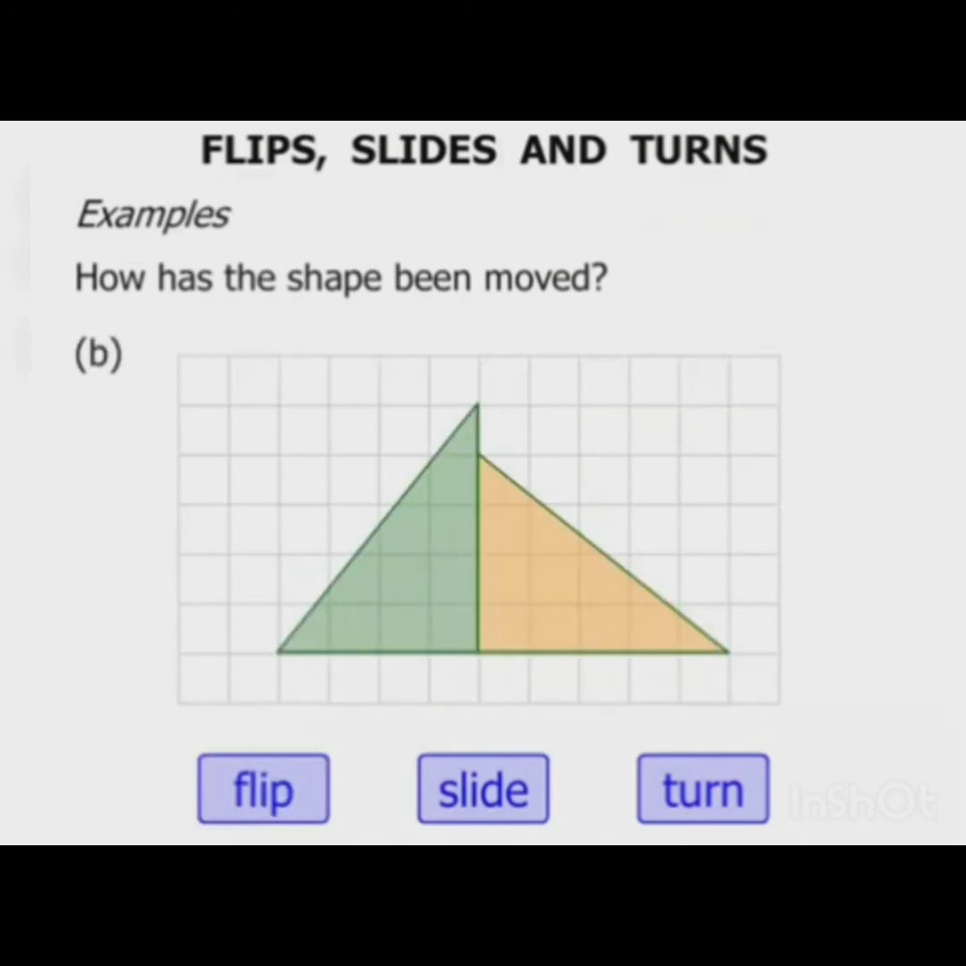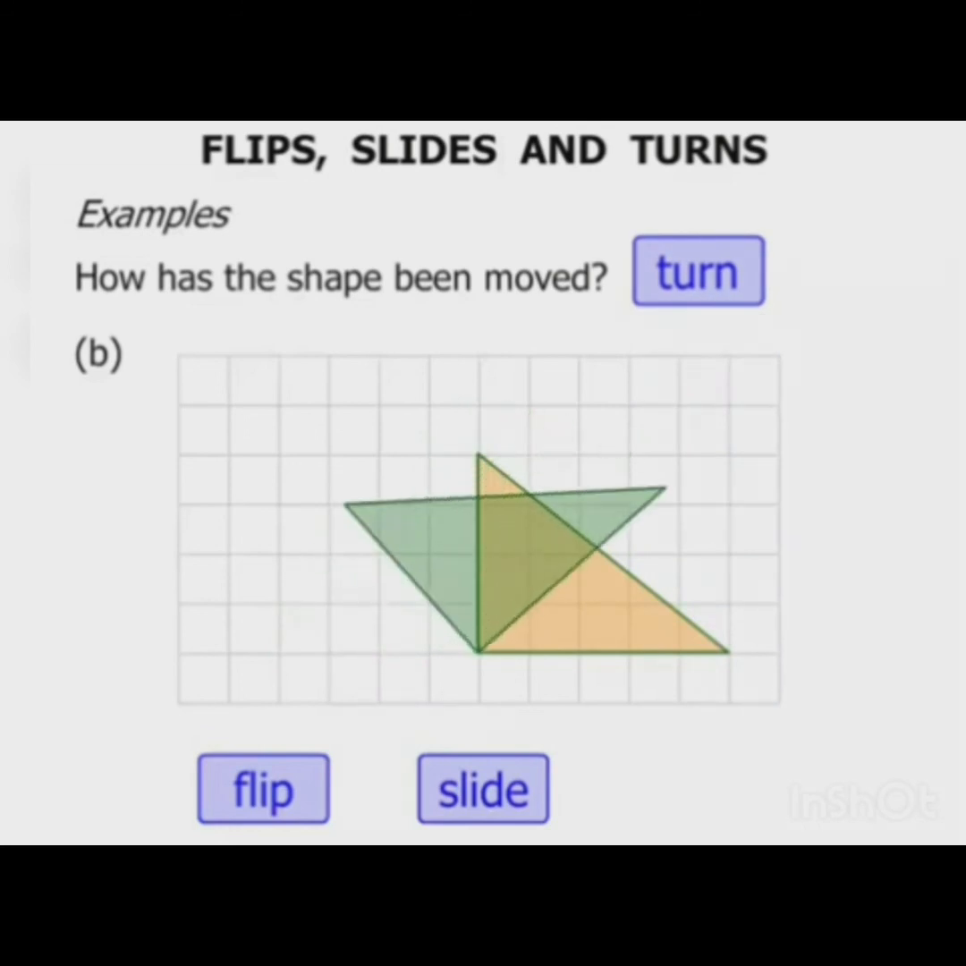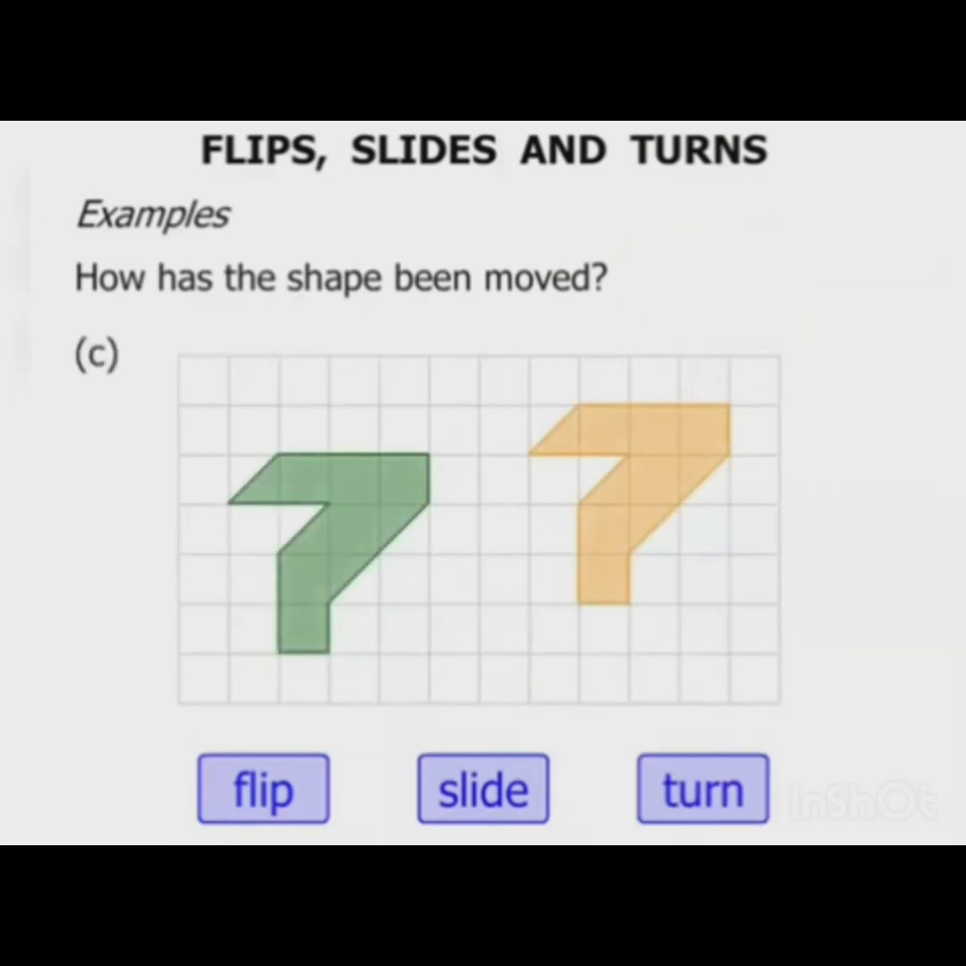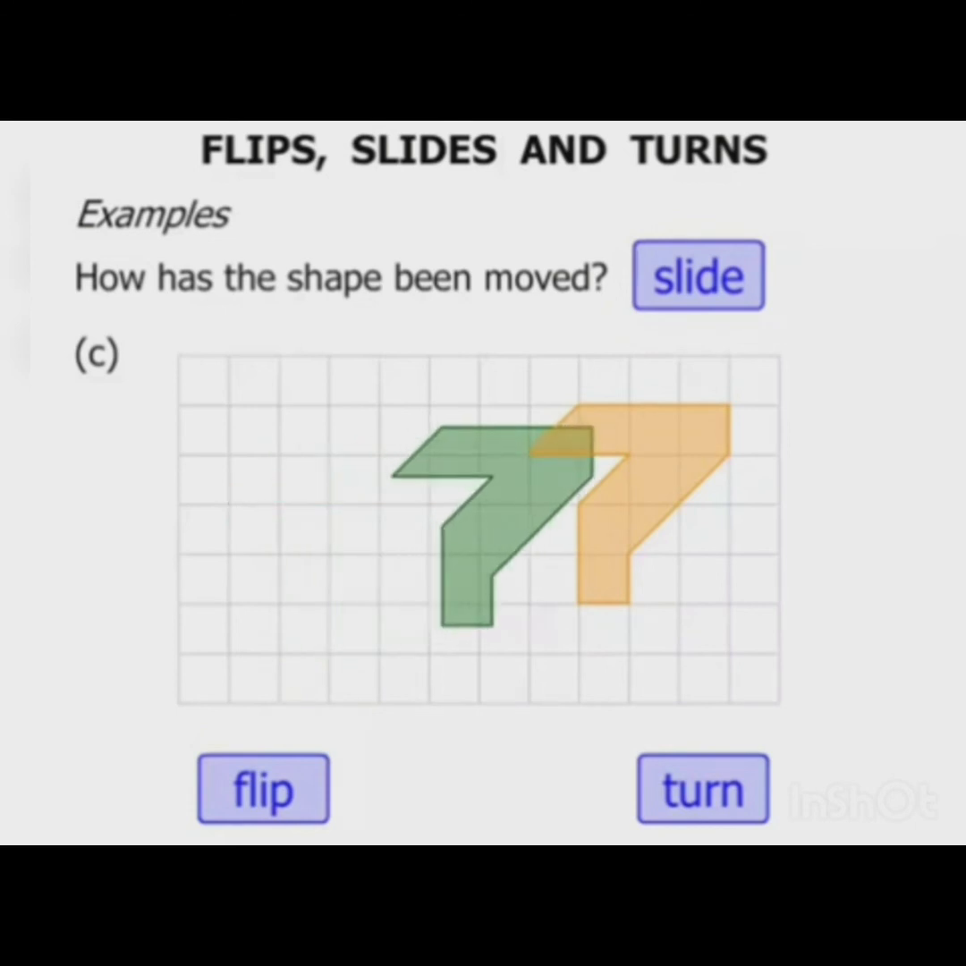The next one. How do you think that triangle's been moved? Did you say a turn? Let's see how. So that's a turn there. Now what about this one here? Probably the easier one actually. It's a slide. Let's see how that works. This time the slide doesn't always have to go straight across or straight up and down. It went a bit diagonal, didn't it?